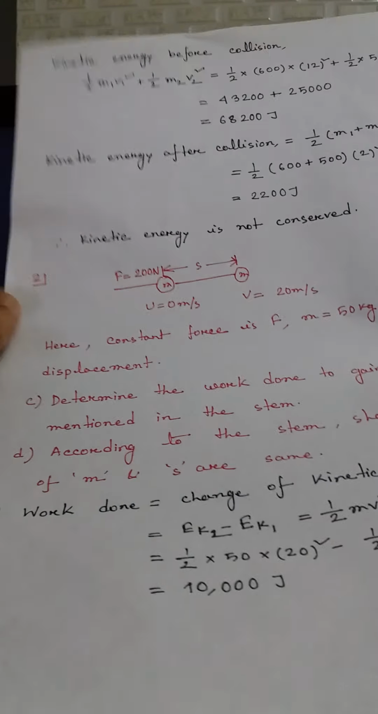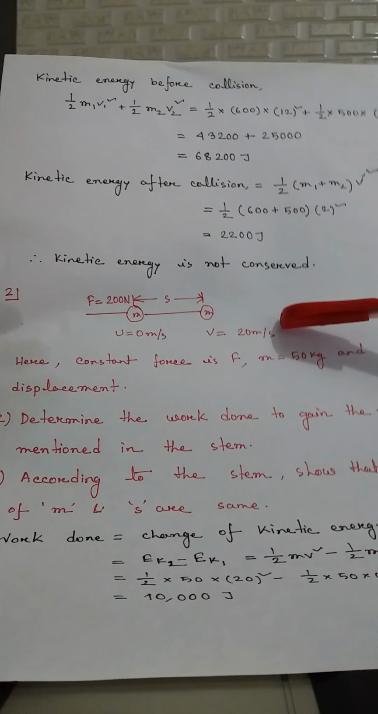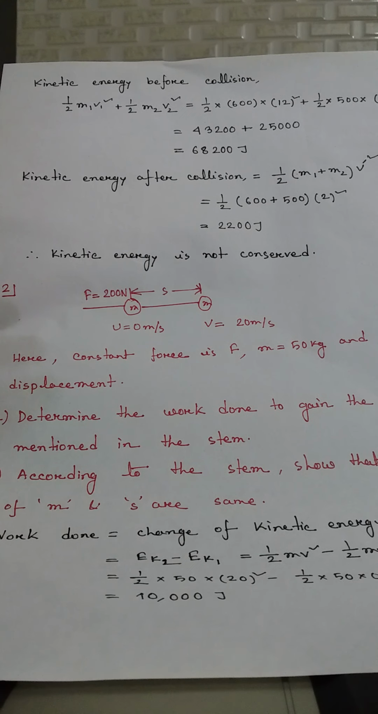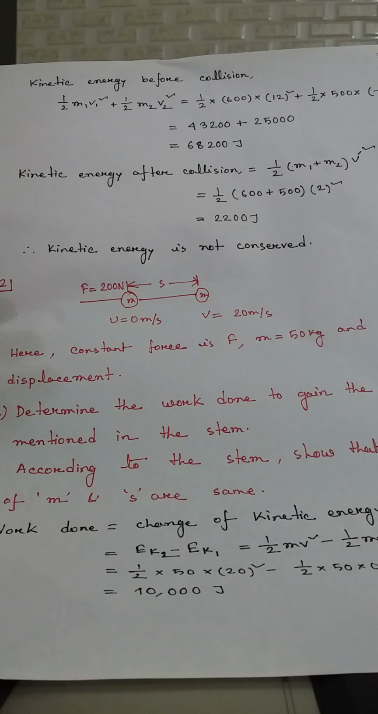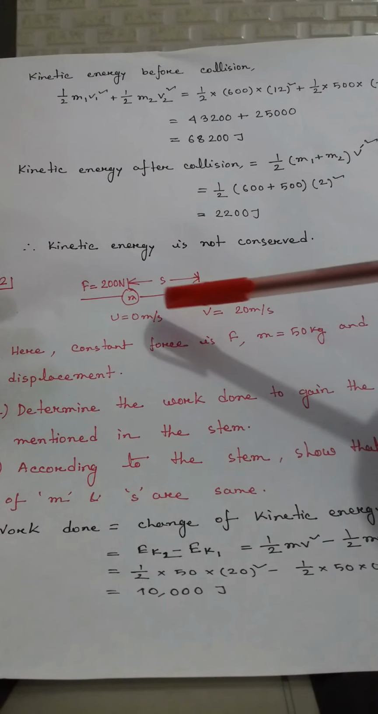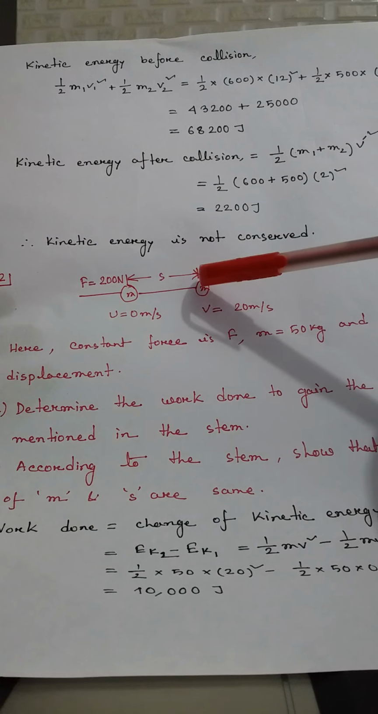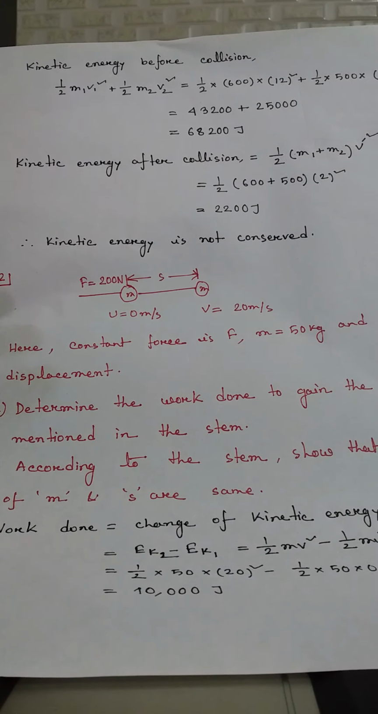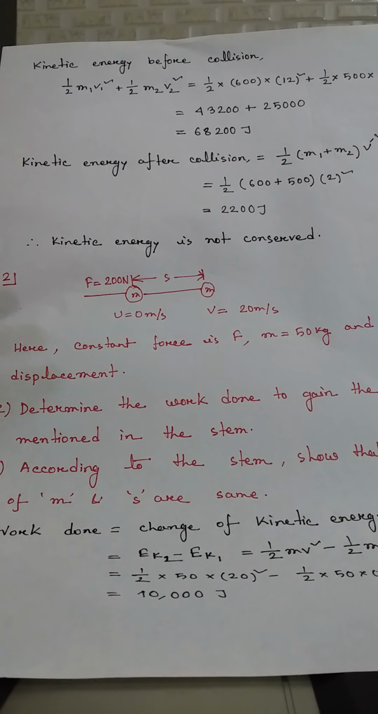Now let's see the stem of the second question. This is also a diagram based question. Look at this diagram. Here is an object of 50 kg, and a force of 200 Newton is applied on it. The object moves in the forward direction, so it has a displacement termed as s, and the final velocity is 20 meter per second and the initial velocity is 0 meter per second.